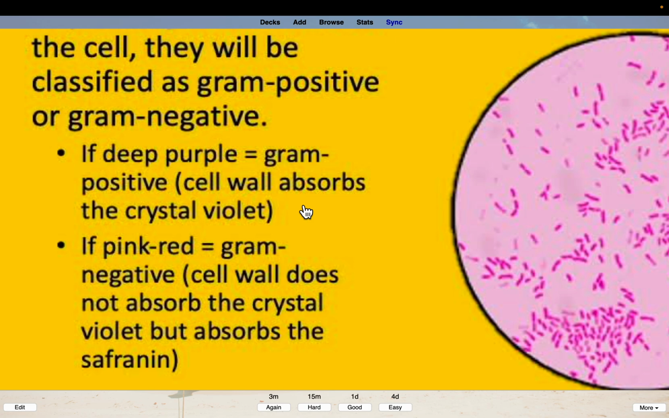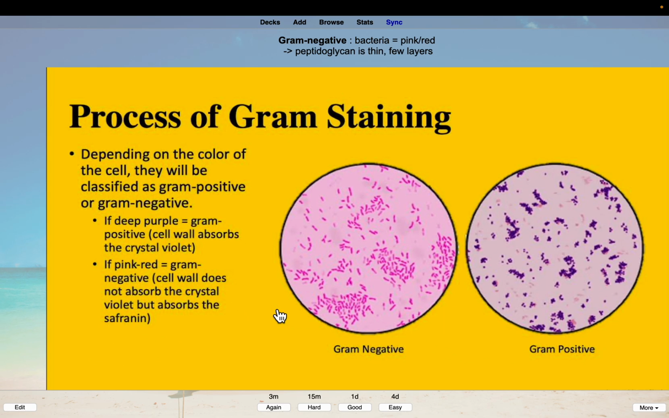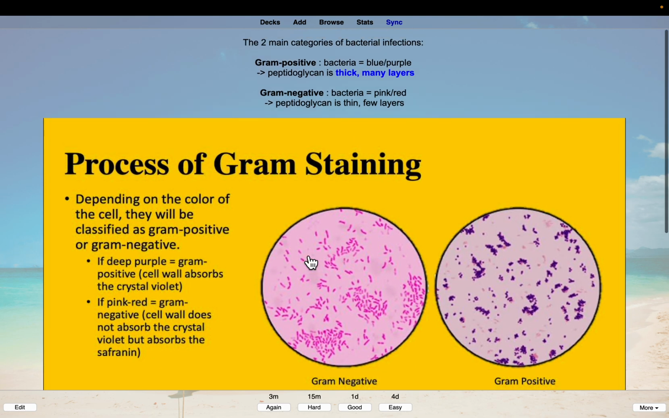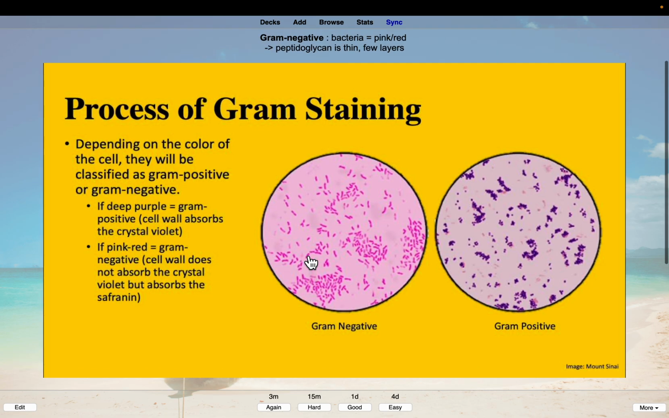For gram-negative bacteria, the cell wall does not absorb the crystal violet, but instead it absorbs the safranin. Safranin, I believe, is applied prior to the application of crystal violet. I may be wrong. Again, this has been a lesson a few months back. I can't remember everything.